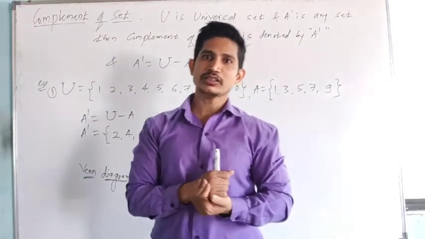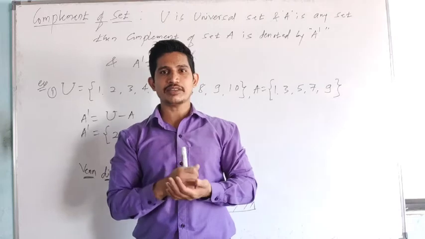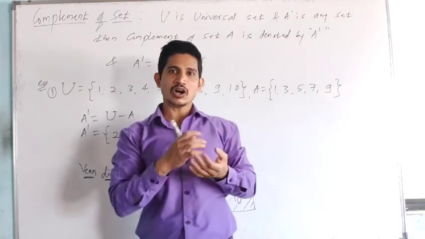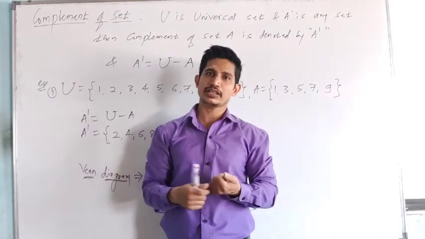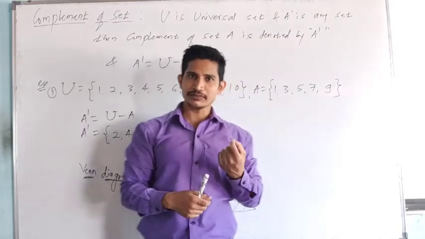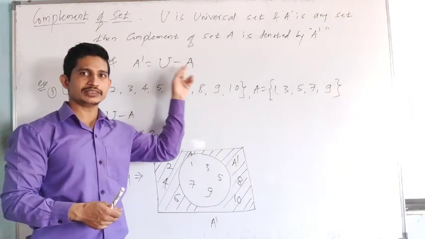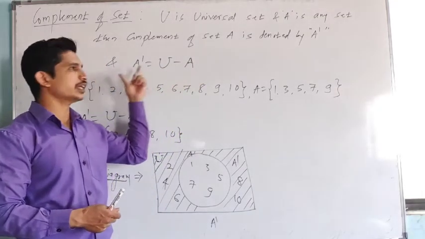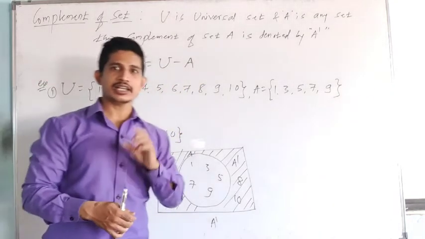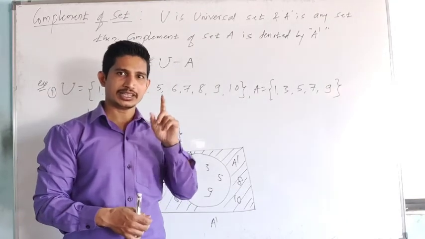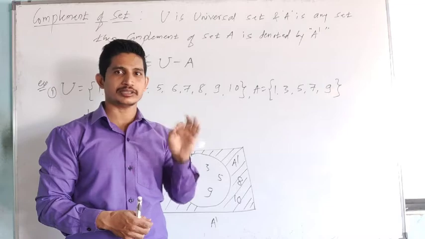A minus B means all the elements of A which are not in B, and B minus A means all the elements of B which are not in A. In the same way, U minus A means all the elements of U which are not in A. That is called A dash. In short, in A dash, the elements of A will not come.